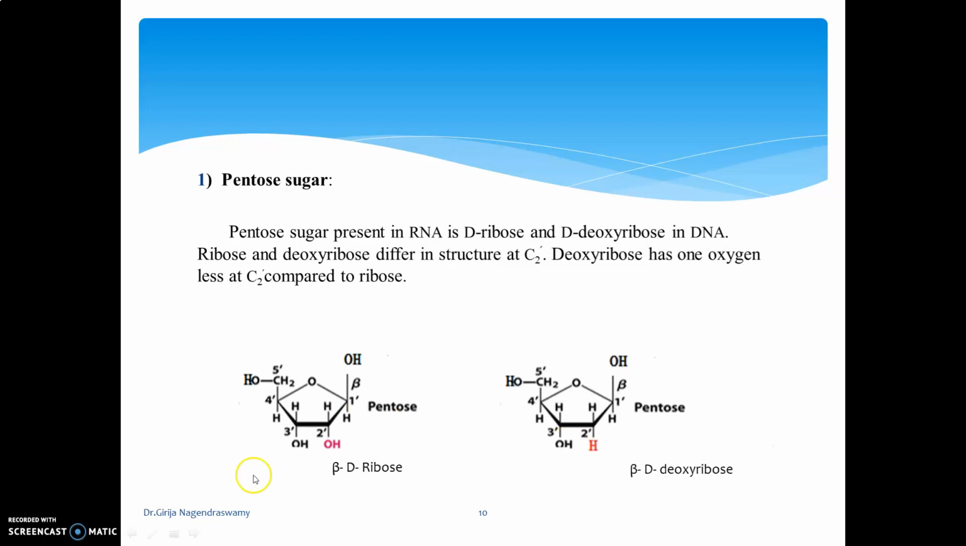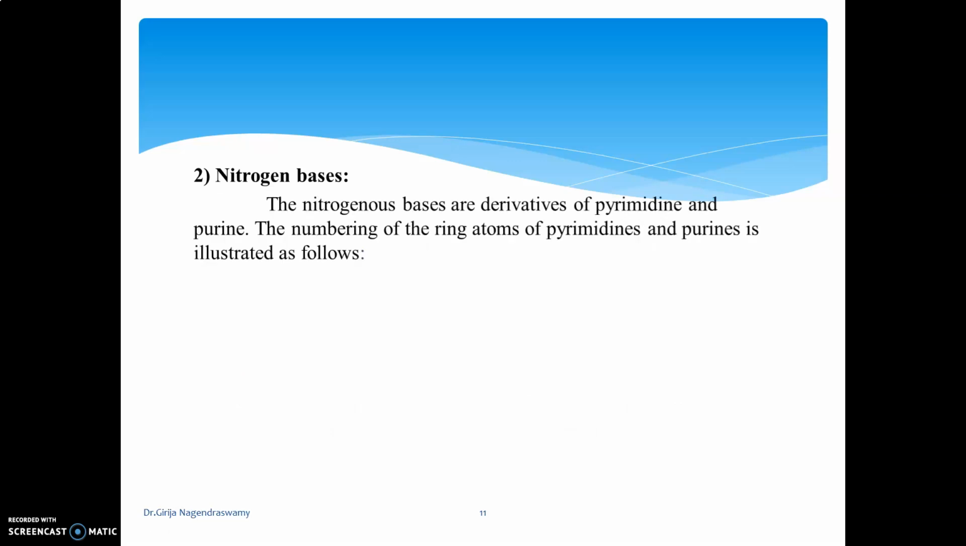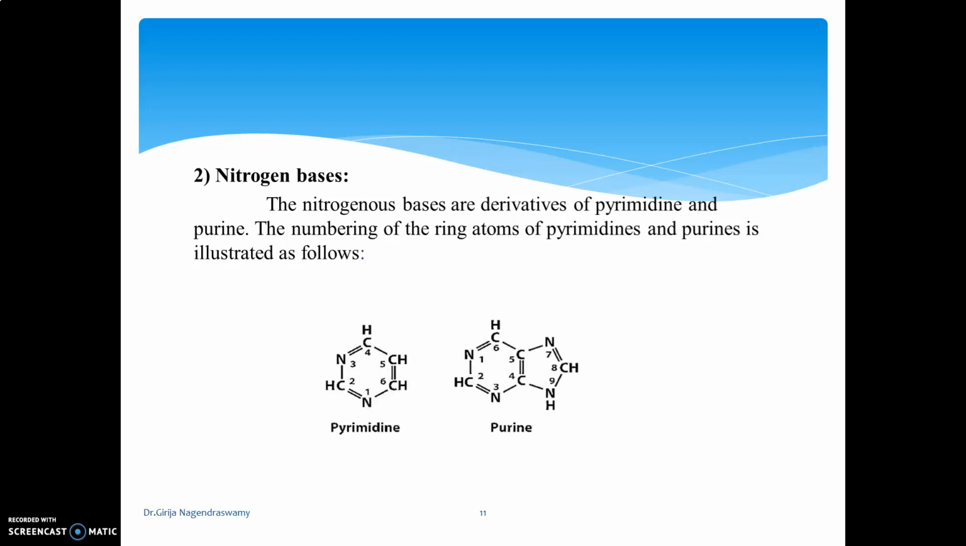These are the structures of ribose and deoxyribose. In ribose, we have OH group at second position. Here at the second position, we don't have oxygen. Second is nitrogen bases. The nitrogenous bases are derivatives of pyrimidine and purine. The numbering of the ring atoms of pyrimidines and purines is illustrated as follows.